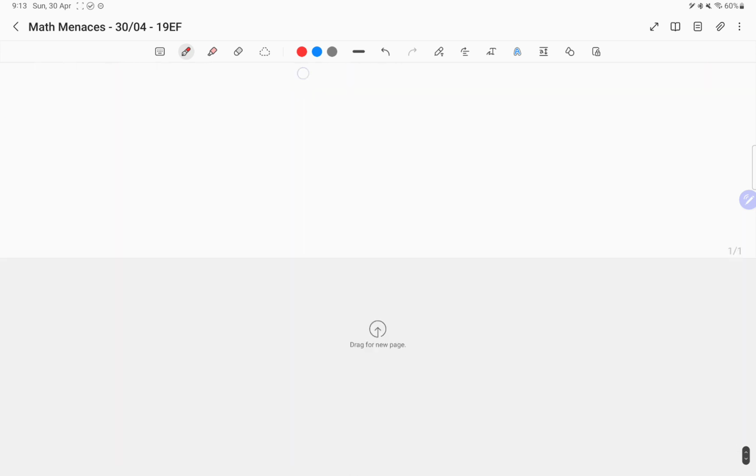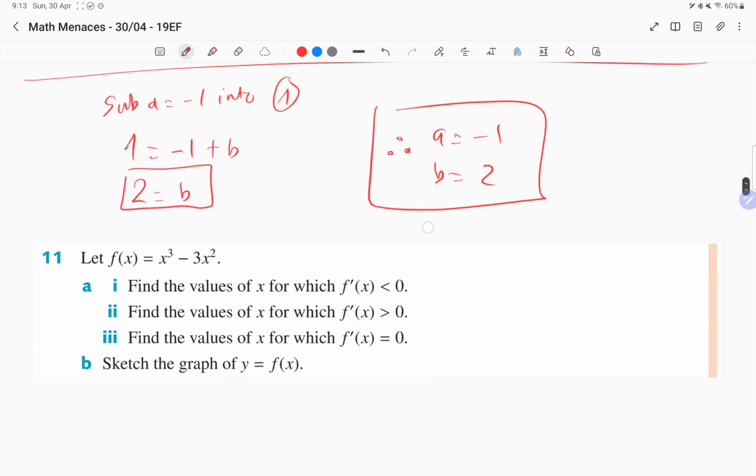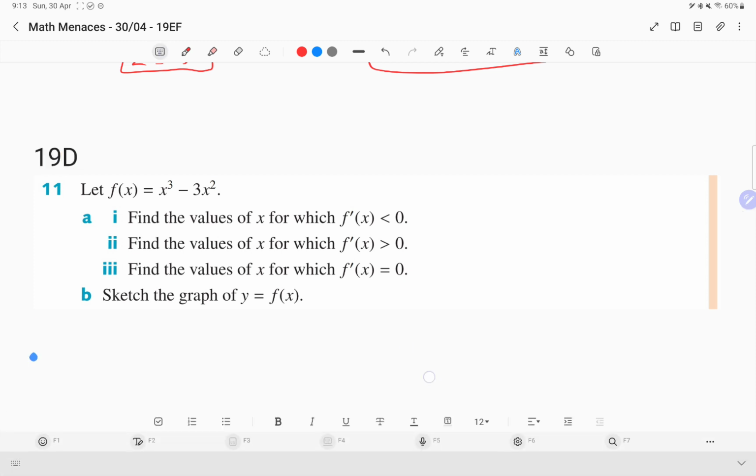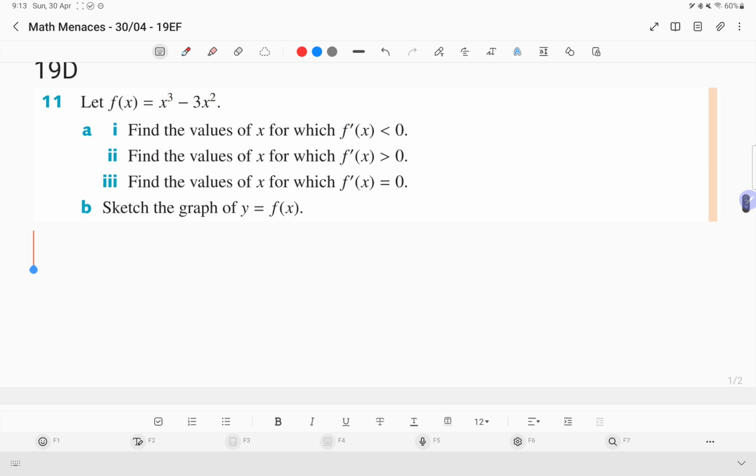So this is 19D question 11. We have an equation, find the value of x for which, so note the first 3 questions. Look at the structure of it. It's just find when the derivative is less than 0, more than 0, and equals 0. Alright, so it's less than, more than, and equals to 0.